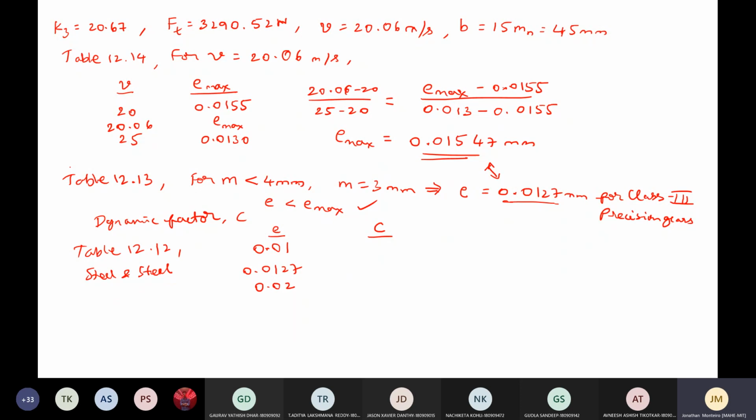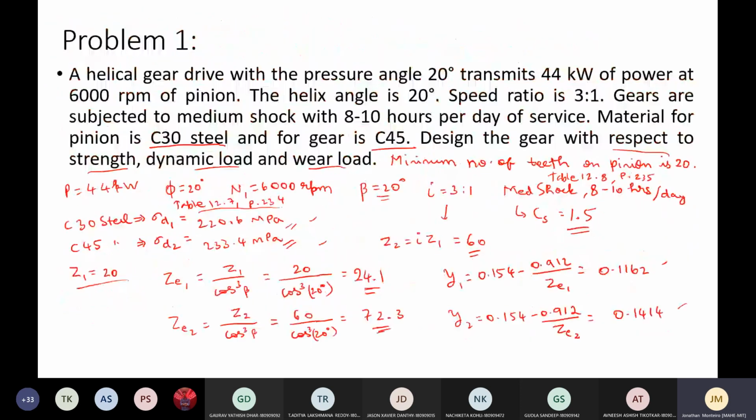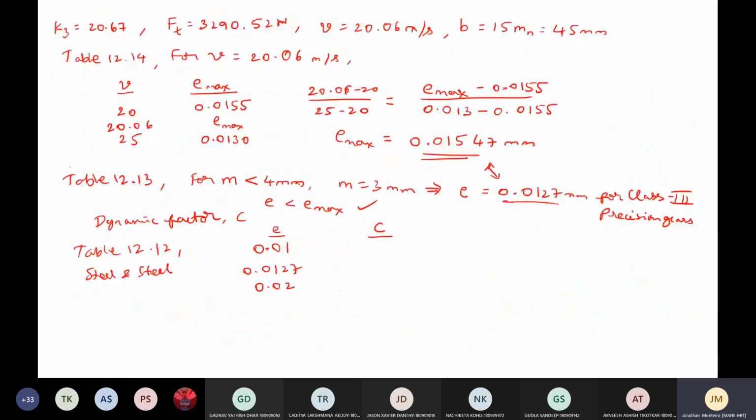And in the problem it is mentioned over here that pressure angle is 20, so again this is 20 degree. We'll assume it is full depth only, because if it is stub teeth they would have explicitly mentioned it as stub teeth. So 12.12 steel and steel, 20-degree full depth with those error values. So C value should come out to be here 114.4 and this is 228.9 and this is your required value of C.